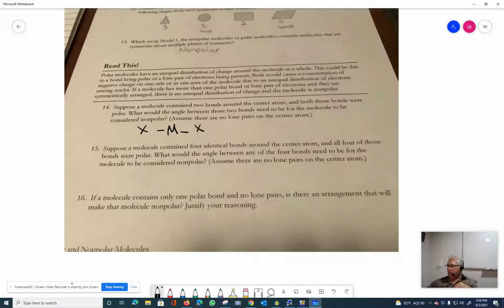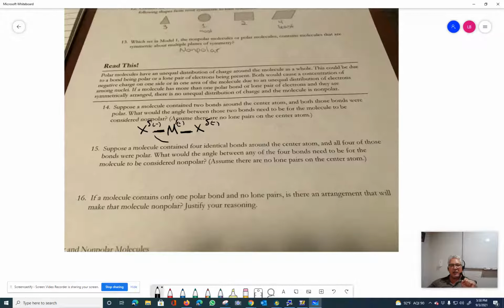And both bonds, those were polar. So there is a difference in polarity between these two. So the positive side is this one, and the negative side will be the other atoms. So we have a polar bond between these two and a polar bond between these two, right? What will the angle between those two bonds need to be to form a molecule that we consider non-polar?